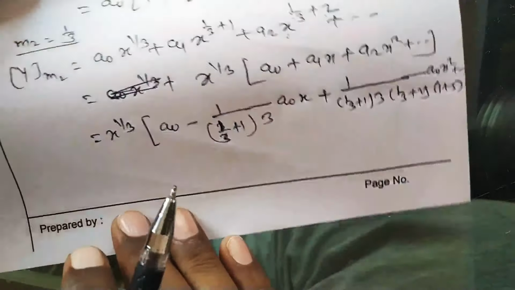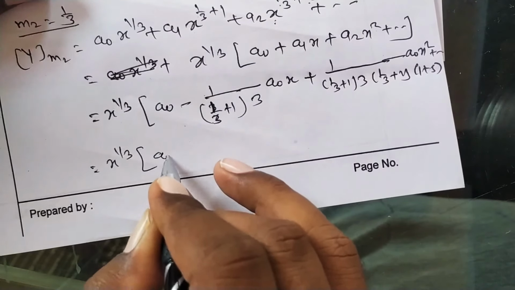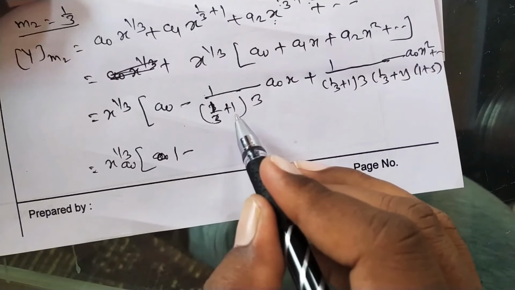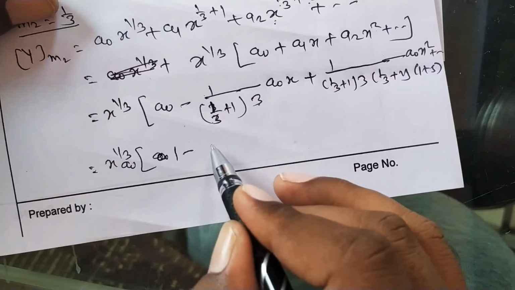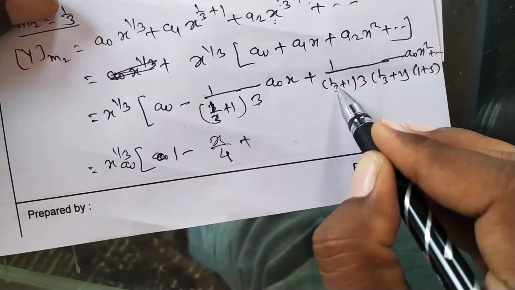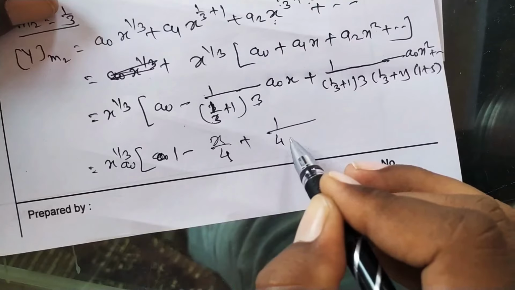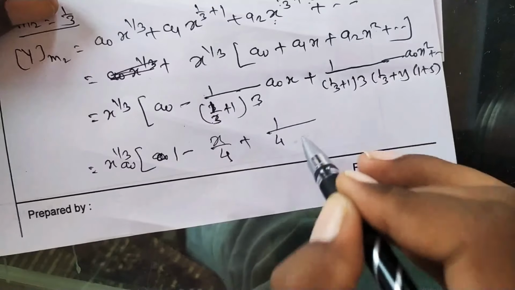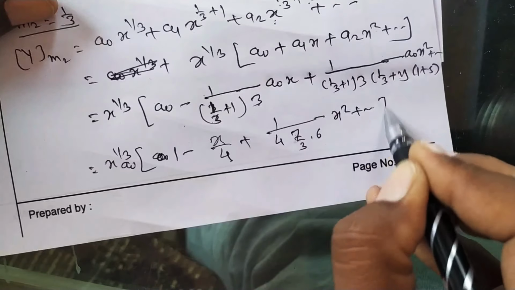Okay, so after simplification what is this? This is equal to x to the power 1 by 3 into a0 take common, so here 1 minus 1 by 3 plus 1, that is 3 plus 1 is 4 by 3, 4 by 3 into this 3 get cancelled, that is x by 4. Okay, plus same here 4 by 3 and these 3 get cancelled, 4, 1 by 3 plus 2, 1 by 3 plus 2 is 3 into 2 6, 6 plus 1 is 7 by 3 into 6 into x square plus so on.